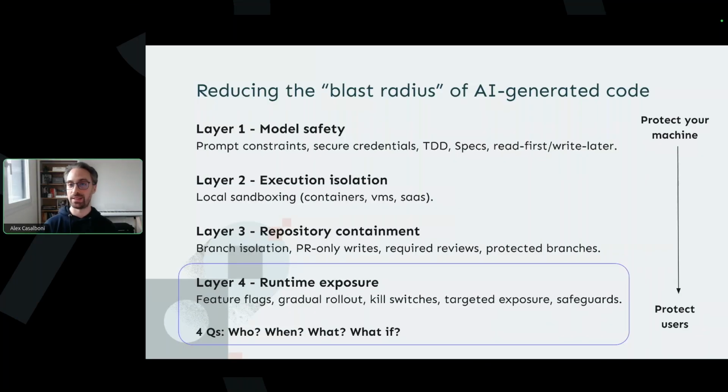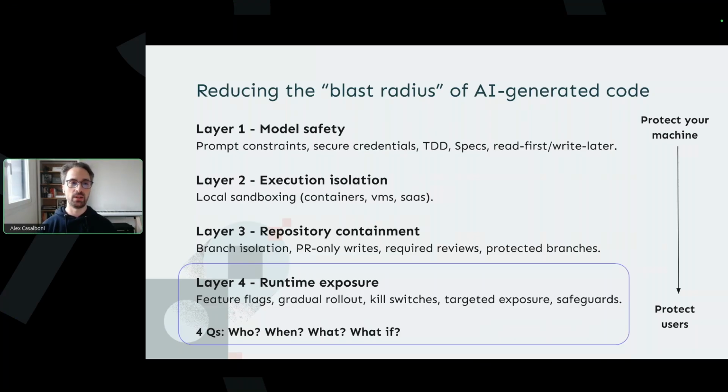So assuming that the code was written, it was tested, it was reviewed, it was deployed either by a human or by an agent. Now, how can you reduce the blast radius of that code in production? This is the next big question that we can answer in layer 4. And in my opinion, it's not only one question. I like to frame this as 4 different questions.